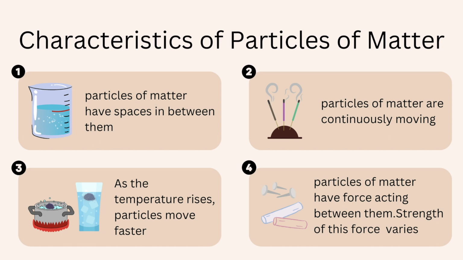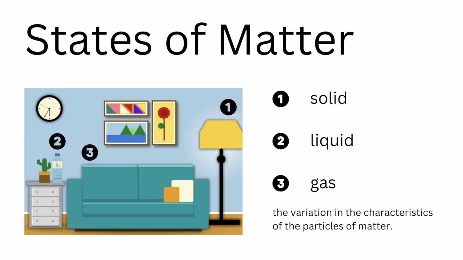Characteristics of particles of matter. Particles of matter have spaces in between them. We just saw that. The second characteristic is that particles of matter are continuously moving. As the temperature rises, particles move faster. And particles of matter have a force of attraction between them. There is a force acting in between the particles of matter, and the strength of this force varies depending on the type of matter or the substance that we are actually considering.